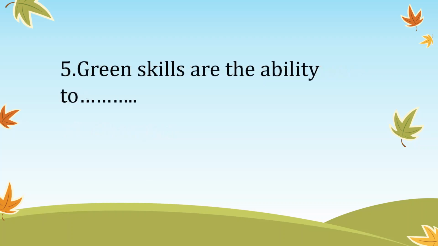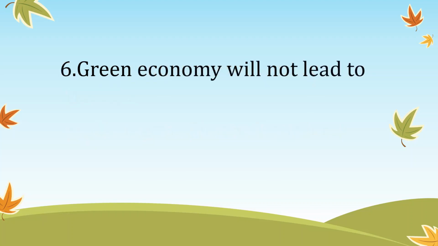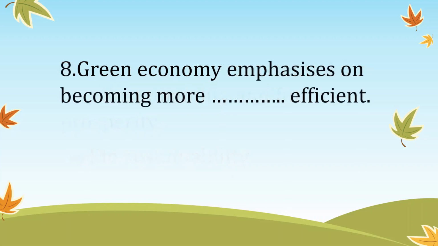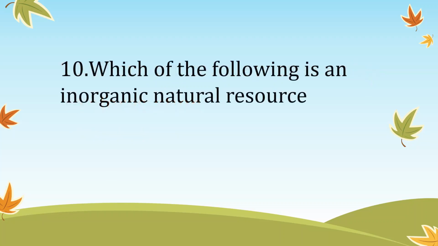Fourth, which of these is a greenhouse gas? Nitrogen. Fifth, green skills are the ability to conserve the environment. Sixth, green economy will not lead to more pollution. Seventh, green economy is essential for dash sustainability and future prosperity. Answer, life sustainability. Eighth, green economy emphasizes becoming more dash efficient, more environment efficient. Ninth, soil erosion can be prevented by afforestation. 10th, which of the following is an inorganic natural resource? Fossil fuels.